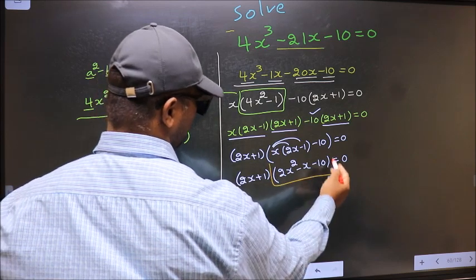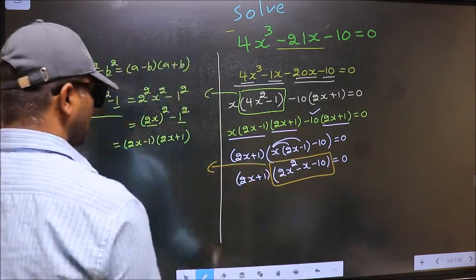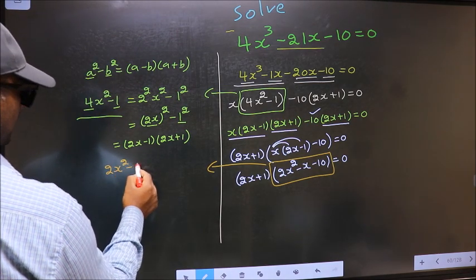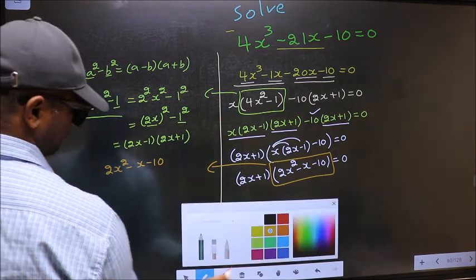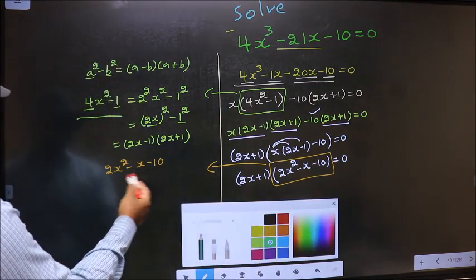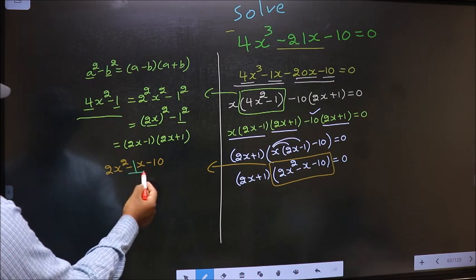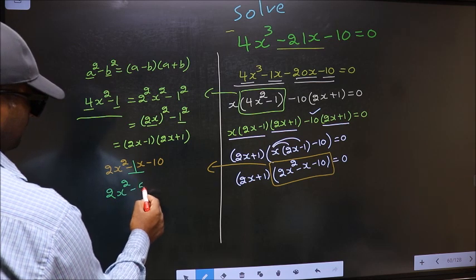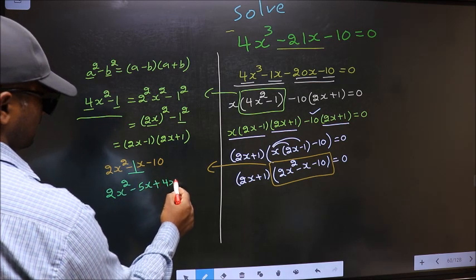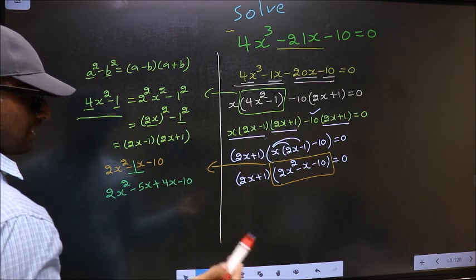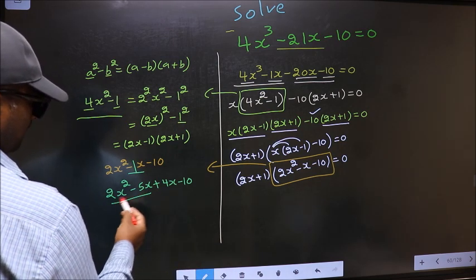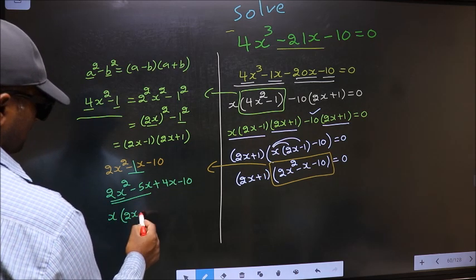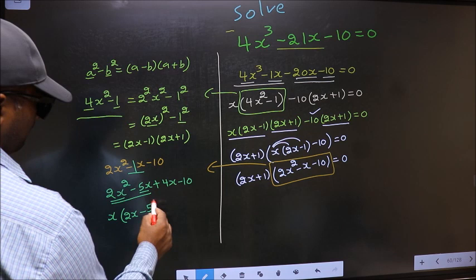Now this quadratic, I will factorize it here. That is 2x square minus x minus 10. To factorize this, we should split the middle term minus 1x. In place of minus 1x, now I write minus 5x plus 4x minus 10. Next, what can be taken out common from these two terms is x. From this x out you get 2x minus, from this x out you get 5.